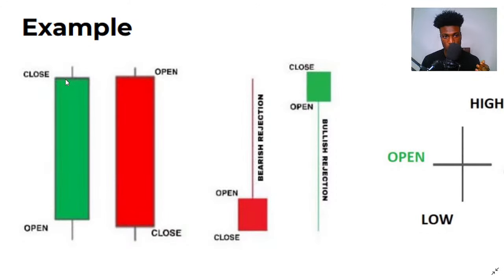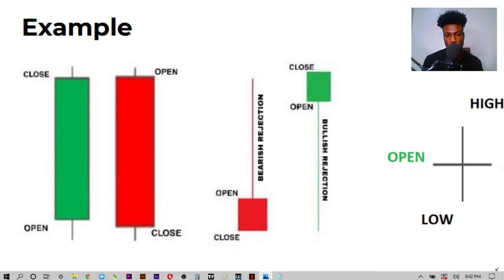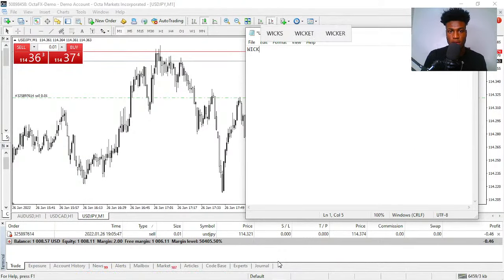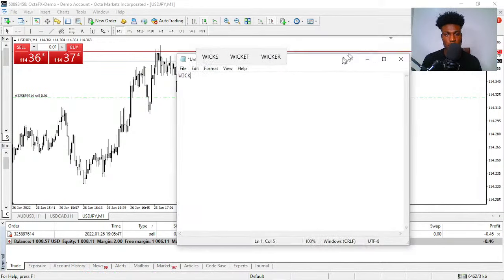That is why it's a bullish candlestick, because it opens lower and closes higher. Now, one thing you should take note of when reading candlestick is the opening point and the low. This is called a wick, W-I-C-K. That's what's called a wick, yeah, like that.